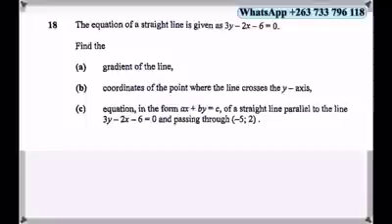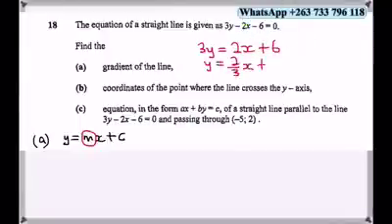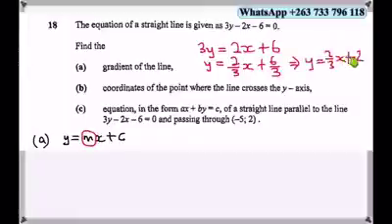Number 18, the equation of a straight line is given as 3y minus 2x minus 6 is equal to 0. Find the gradient of the line. So the gradient is the m part in the expression y is equal to mx plus c. M will be the gradient, so let's express this equation in the form y is equal to mx plus c. Therefore, I'll take my 2x and my 6 to this side and divide by 3 each and every term. So this will give me y is equal to 2 over 3x plus 2. So 2 will be my y-intercept, then 2 over 3 will be my gradient.